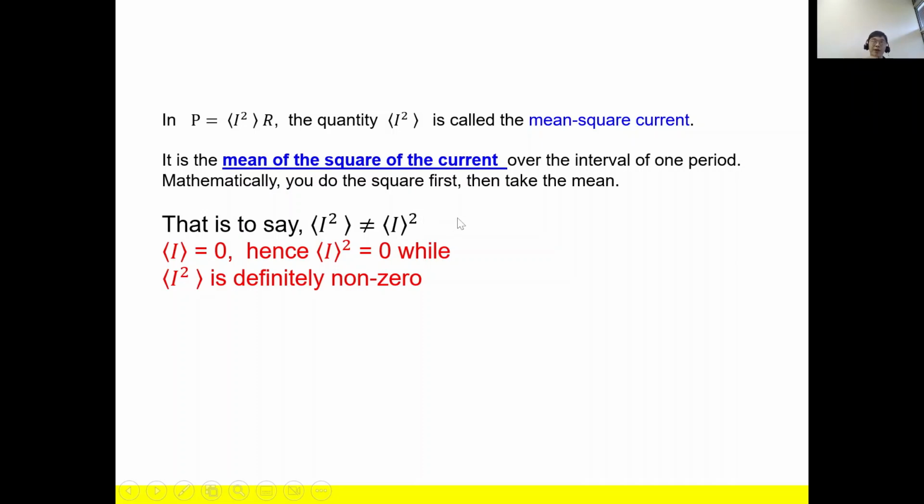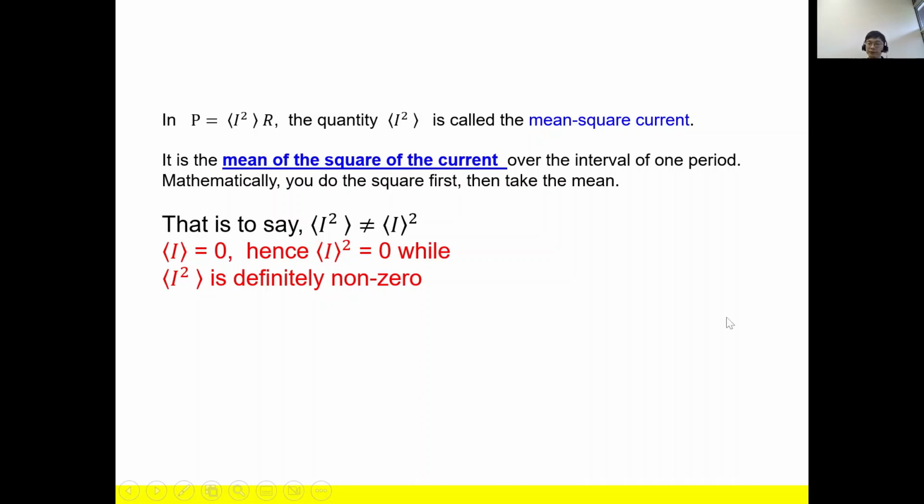Why is this very important? Because if you write mean square current times R, you get a power that's non-zero. However, if you write the square of the mean current times R, you should get 0, because for alternating sinusoidal current, the mean current is 0. It's equal portions above 0 and equal portions below 0, and when you take the average, it becomes 0.